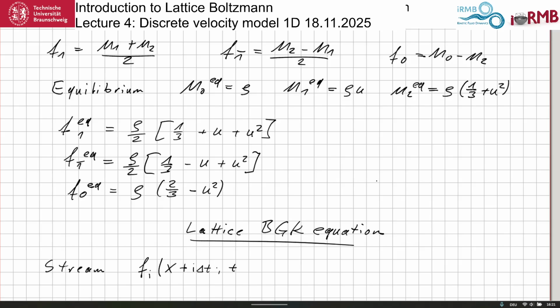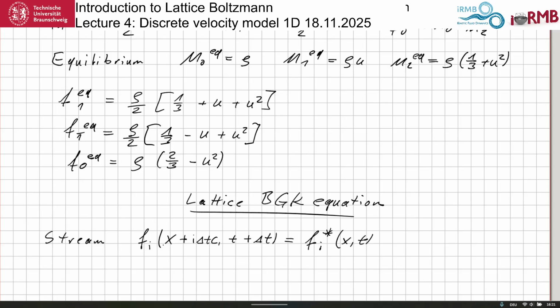Times c. Okay, if you will say, I times delta t times c, yes, you're right. Okay, I write the c here, so that this is i times delta x actually. And here we go, of course, to the next time step. And this is equal to the population in x and t after the collision. So I write here an asterisk. This is what we have after the collision. So we have collide.